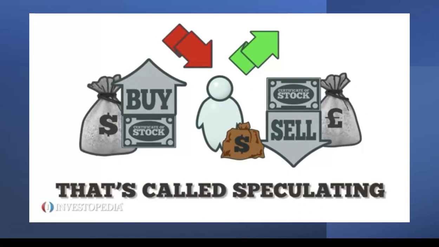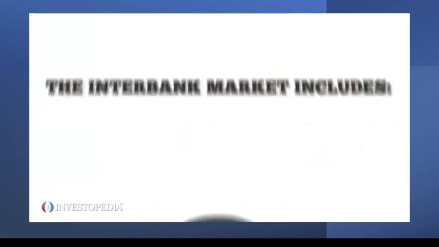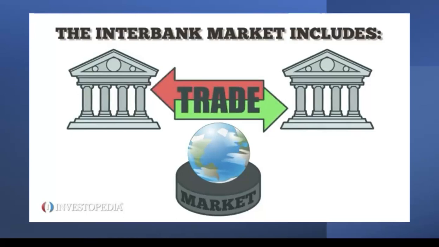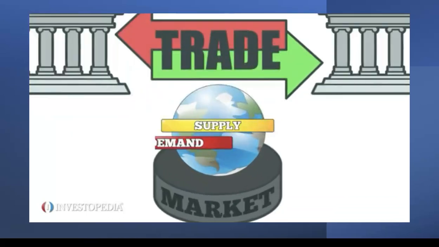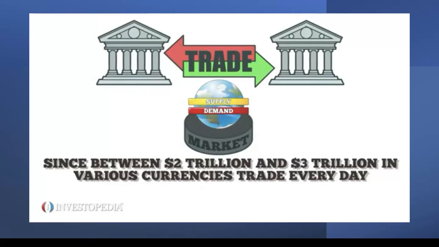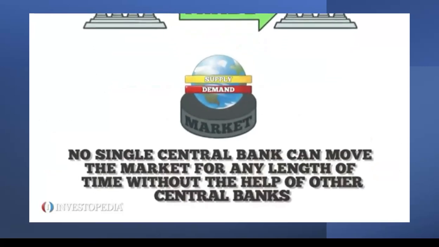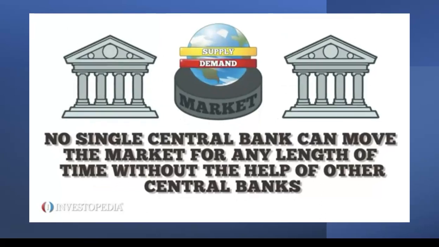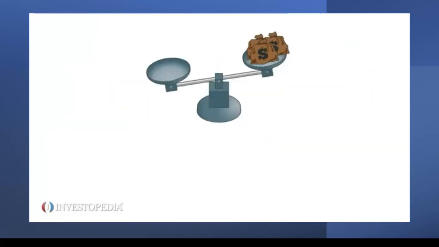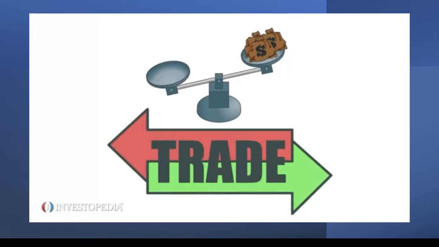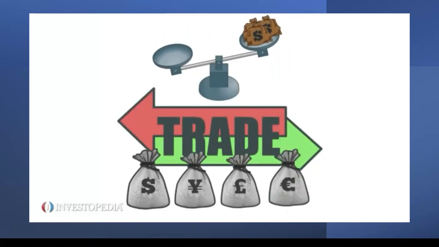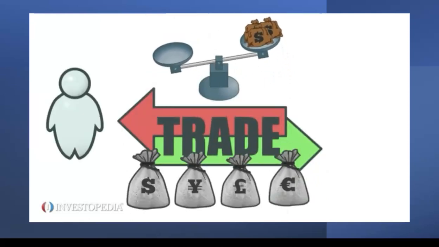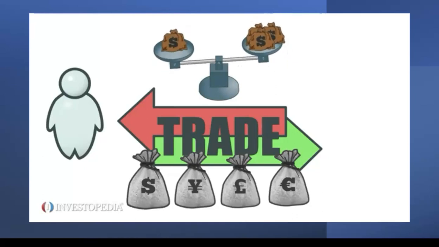That's called speculating. The interbank market includes banks from around the world that trade among each other. Supply and demand sets the prices in the market. Since between $2 trillion and $3 trillion in various currencies trade every day, no single central bank can move the market for any length of time without the help of other central banks. The pros of Forex trading include the ease of entering and exiting trades in most major currencies. Traders can use leverage to control large positions with little of their own money.